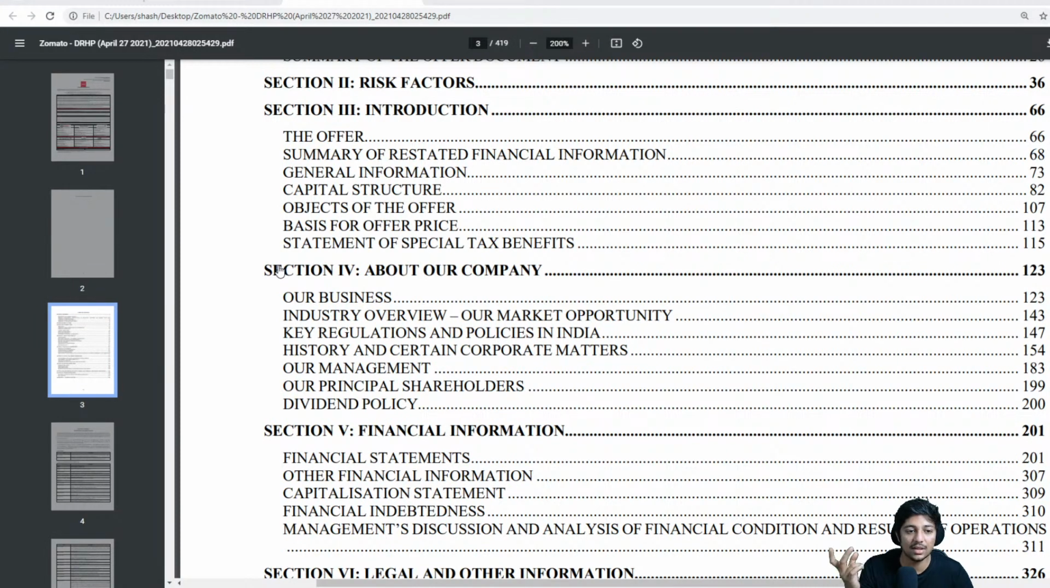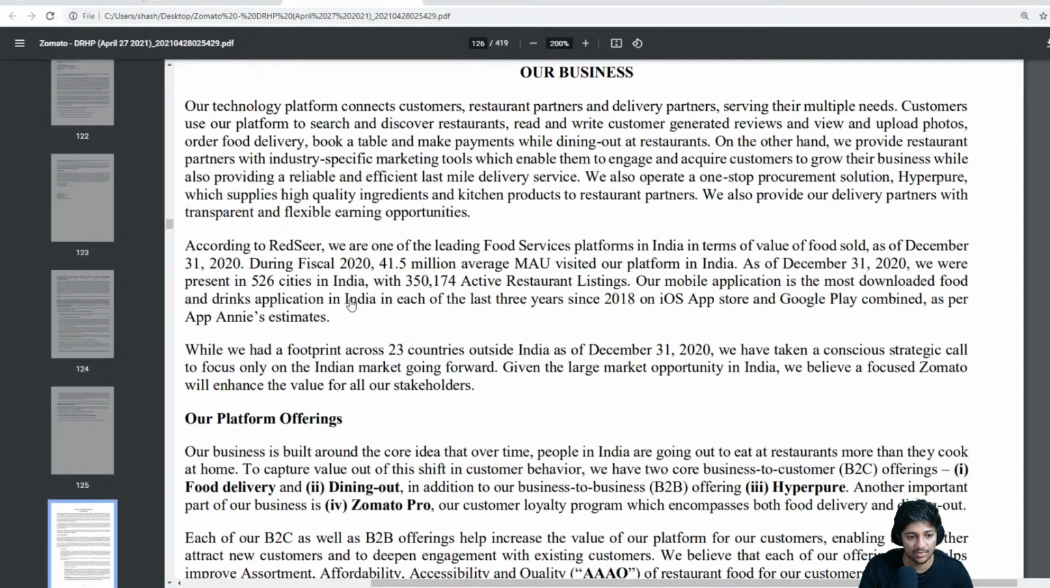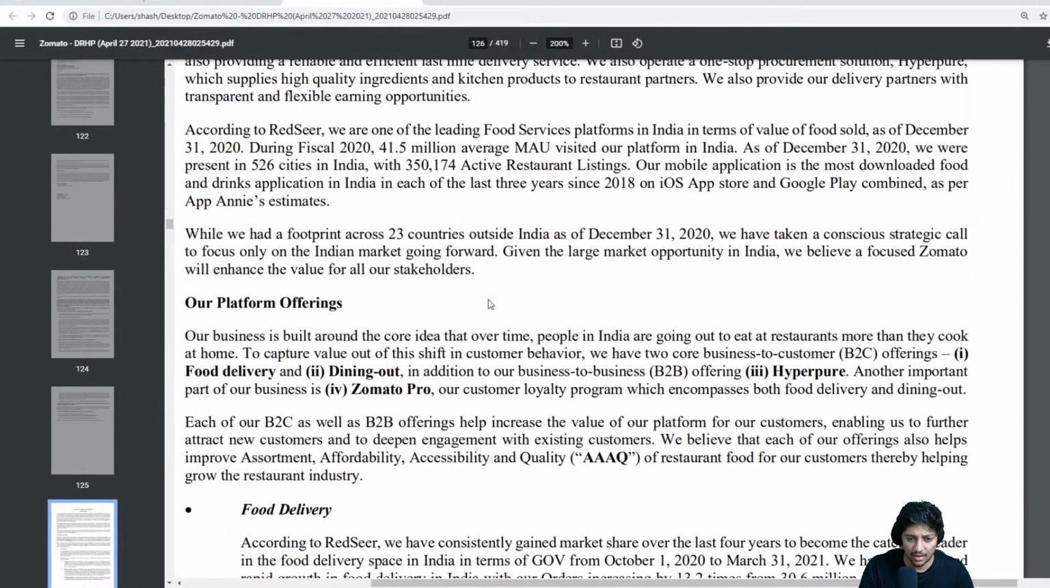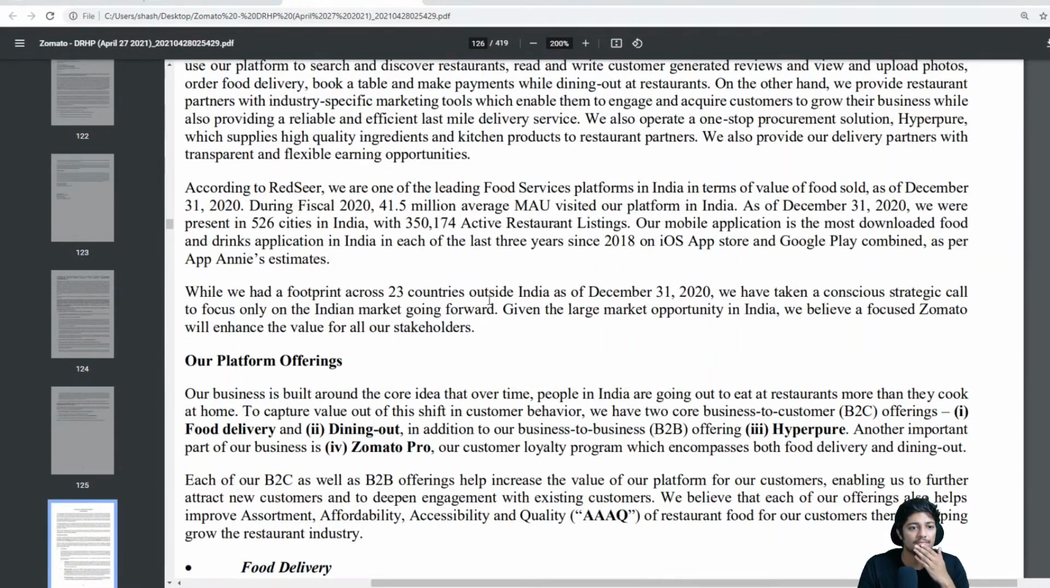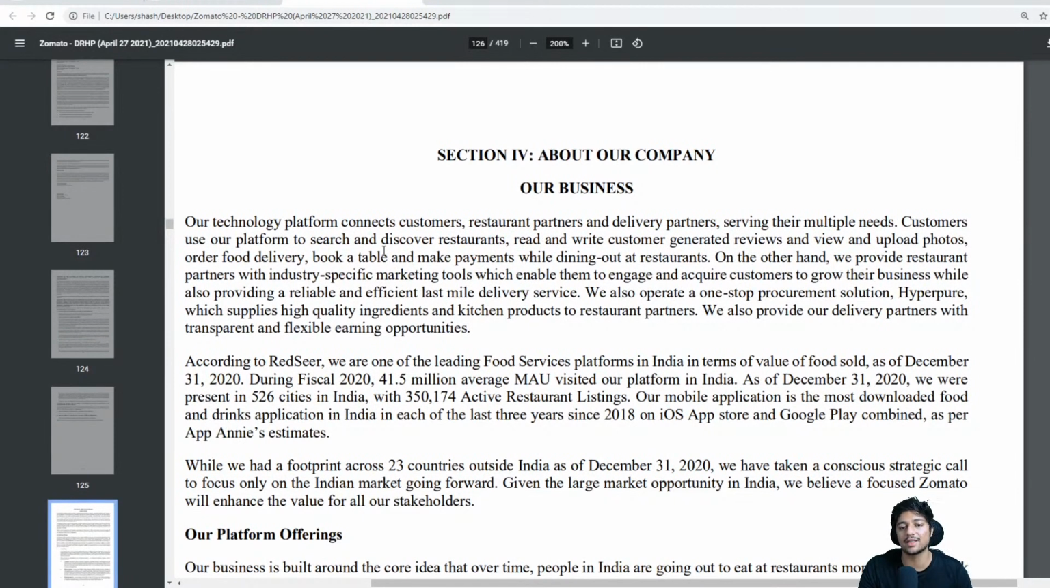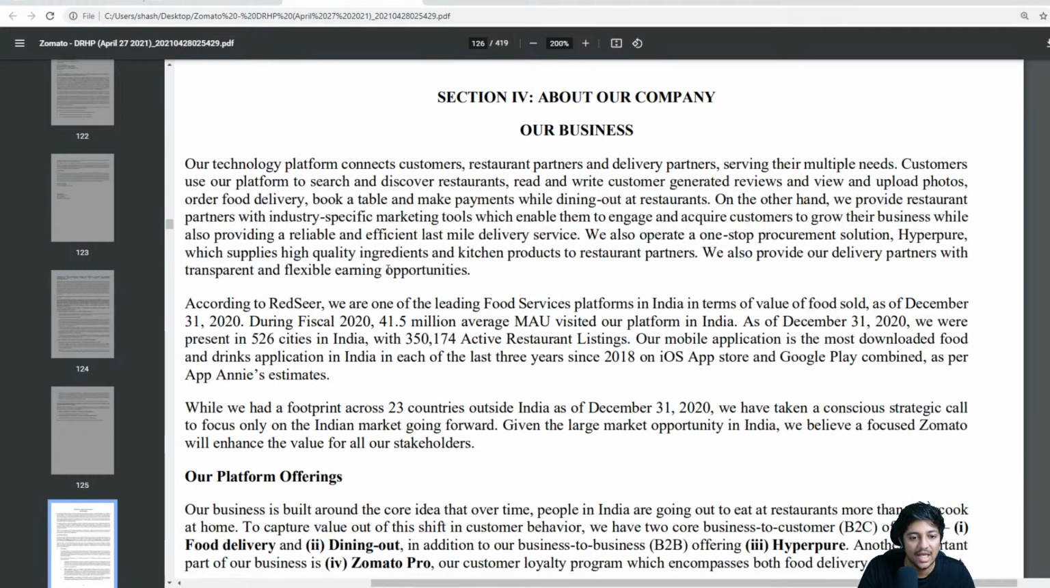Now in about the company, let me look at what is happening. So straight away click on our business. I want to see the business. Now let me just go down. Now see this. From here you can start reading, and this is just reading. It's beautiful information. It tells you what the monthly average users are, how many of them visited the platform. As of December 31st, 2020, we were present in 526 cities with 3.5 lakh active restaurant listings. So this is where I get all my information from.